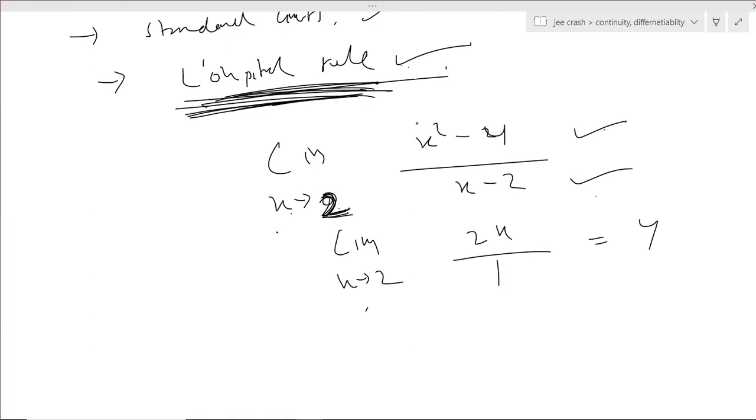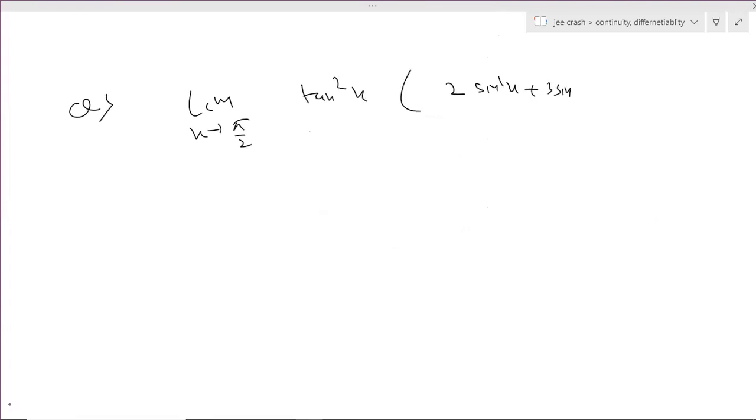Okay, so let's solve a few questions of limits. Limit as x tends to pi by 2 of tan square x, (2 sine square x plus 3 sine x plus 4) to the power half minus (sine square x plus 6 sine x plus 2) to the power half. And tan x is multiplied with all of them.